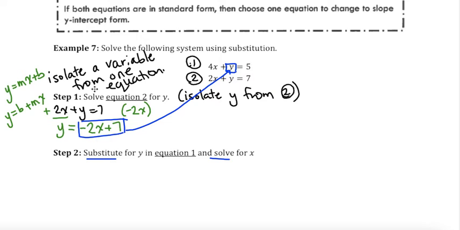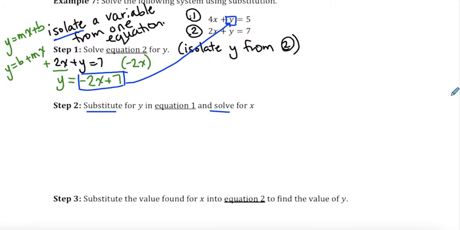So after I've done that isolate, which was that first step that's new for part C, then I follow the same steps that I did before. I'm going to take my equation number 1. I'm going to start by writing my 4x plus, and when I get to y, I'm going to put that in a bracket again. So negative 2x plus 7, close my bracket, equals 5.